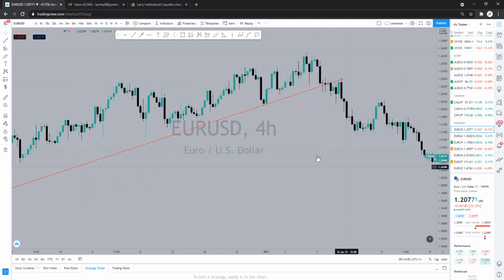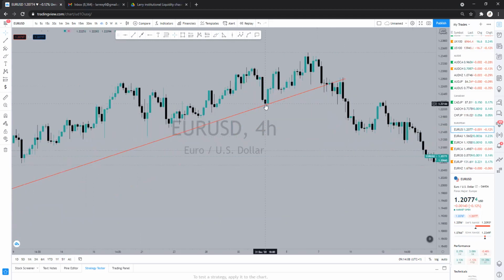Structure break was confirmed here. See, this was the last significant low, isn't it? We put it here. This was our last low. What happens to that low? And this was our last significant high. This was our last high, our last significant low.